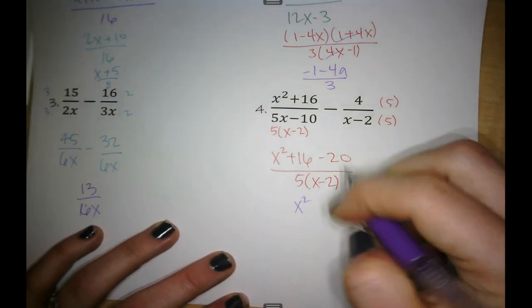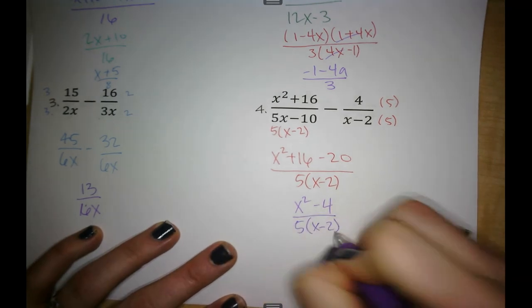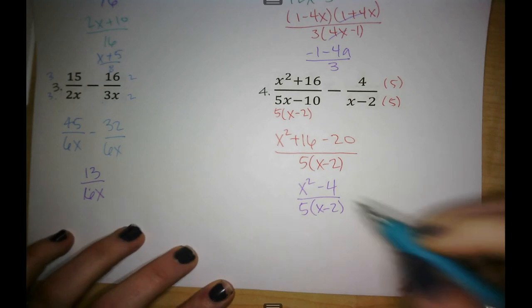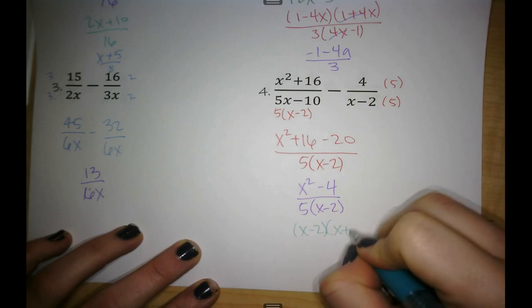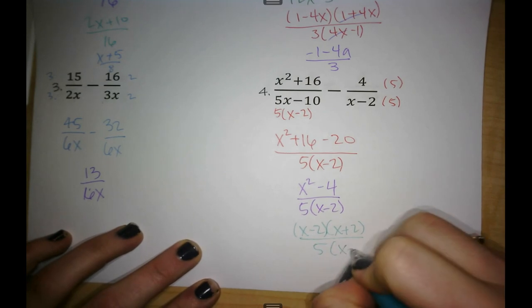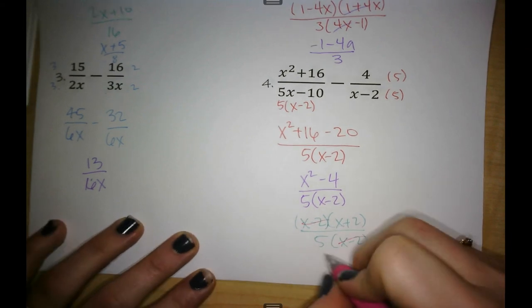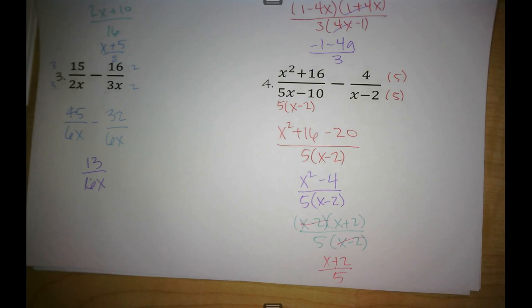Simplify this to x squared minus 4 over that. I can factor x squared minus 4. That's a difference of squares, x plus 2 times x minus 2 over 5 times x minus 2. And now I can keep simplifying because now those cancel out. So finally, x plus 2 over 5.